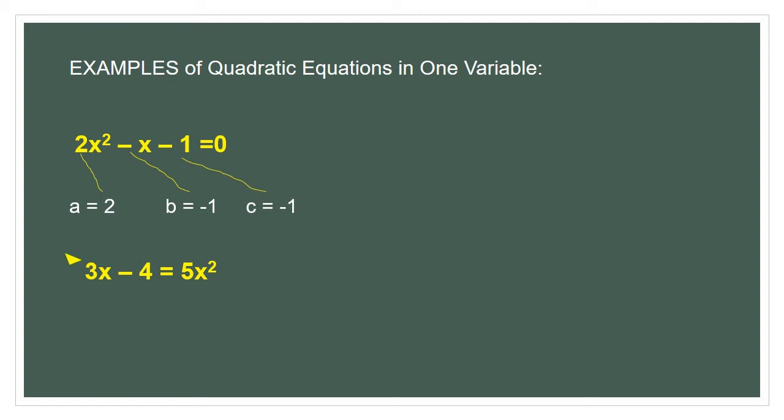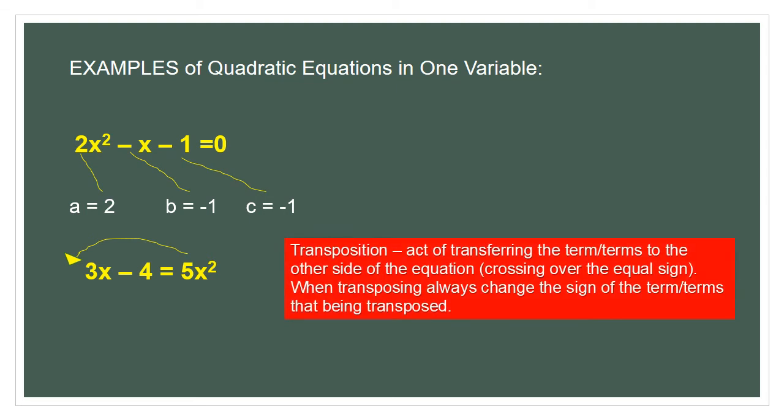So, next example, we have 3x minus 4 equals 5x squared. Kamukha rin nung ating given na nasa taas, pero in different form. So, anong gagawin natin? I-rewrite natin ang ating given equation into standard form. So, ngayon, ang gagawin natin is, we're going to transpose positive 5x squared to the other side of the equation. So, ano ba yung tinasabi nating transpose? So, transposition is an act of transferring the term or terms to the other side of the equation. Crossing over the equal sign. So, dapat tumatawid sa equal sign.